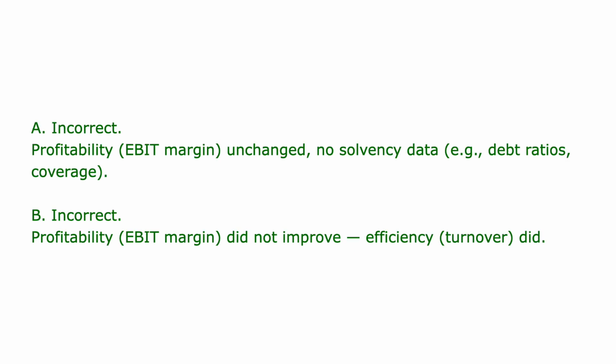A. Incorrect. Profitability, EBIT margin, unchanged; no solvency data, such as debt ratios or coverage. B. Incorrect. Profitability, EBIT margin, did not improve; efficiency, turnover, did.